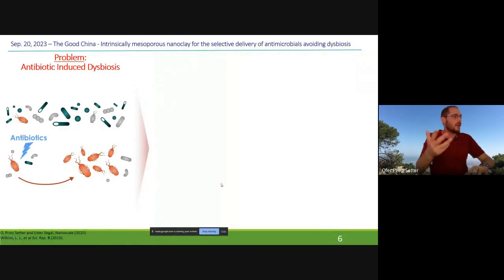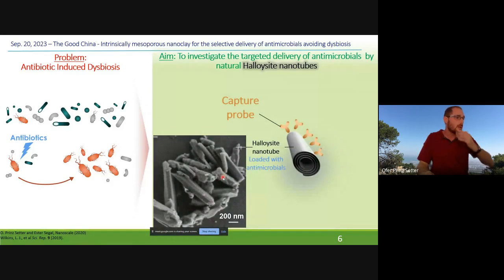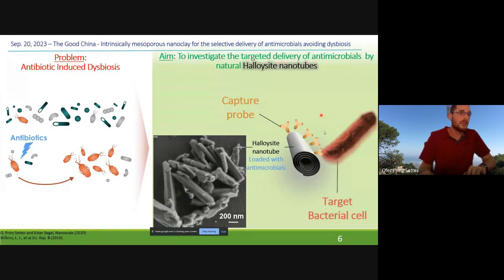So we try a completely different approach. Why not use completely natural materials? And here is an example, nanoclay. This is a mined mineral that exhibits nanomorphology, and we aim to functionalize it with capture probes so that it would selectively target the bacteria and release antimicrobial cargo in their proximity.